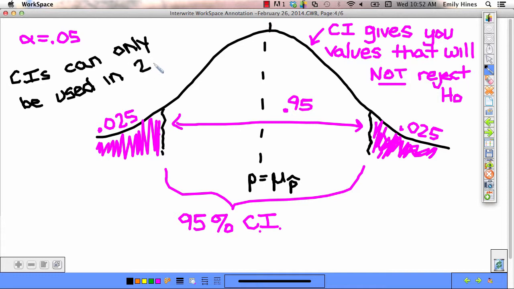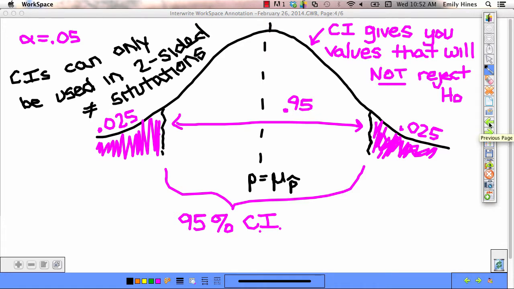So they can only be used in two-sided, not equal to situations. So if I notice in my situation that I clearly am going one way or the other, clearly looking for more ones or clearly looking for less ones, then a confidence interval is not going to help me. But if I'm just looking for there to be a different amount of ones, then a confidence interval might help me.